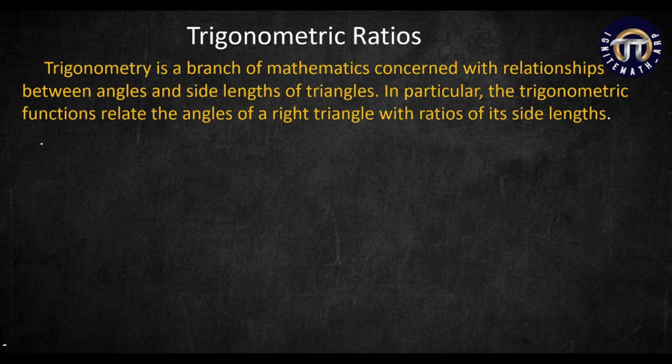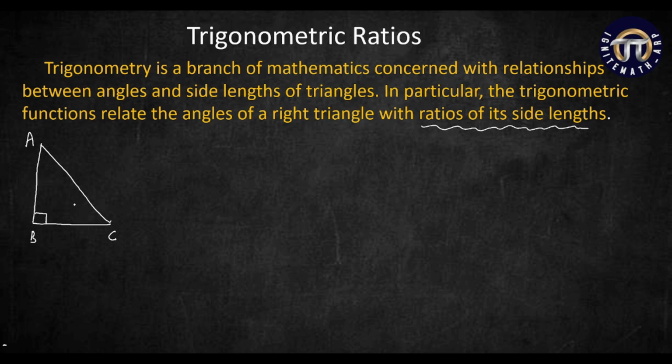Let me draw a right angled triangle over here. I am just drawing a right angled triangle and calling it ABC. Here is the right angle. Now it deals with the ratios of side lengths. What do you mean by side lengths? What are the sides over here? AB is one side of the right angled triangle, BC is one side, and AC is the other side.